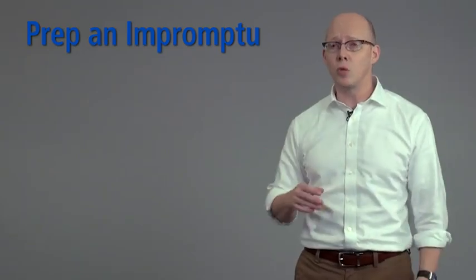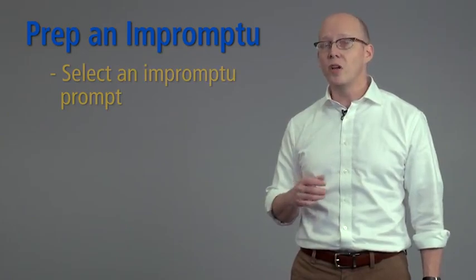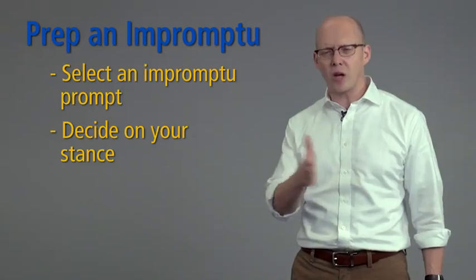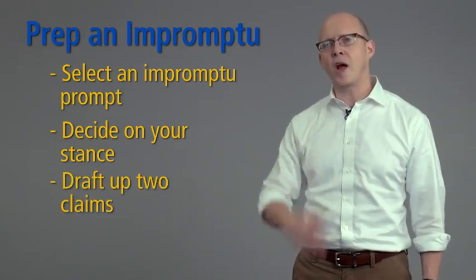But ultimately it comes down to deciding on your position and mumbling to yourself, getting some of these topics out, getting some of these claims out. As you're coming up with these claims, make sure that they are claims. They are reasons for supporting that thesis statement, and they're not merely topics that don't make sense when put together as a sentence. So what I want you to do right now is go to that list of impromptu topics, select one of those prompts, decide on your stance, whether you're for or against this, and then draft up two claims.